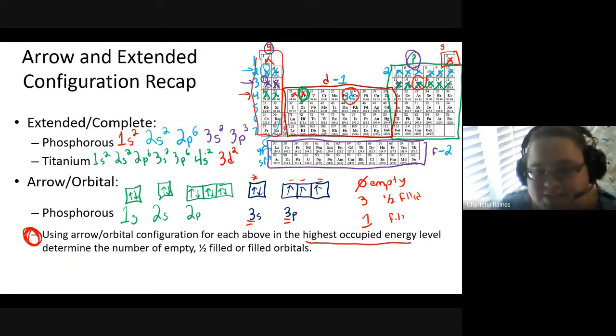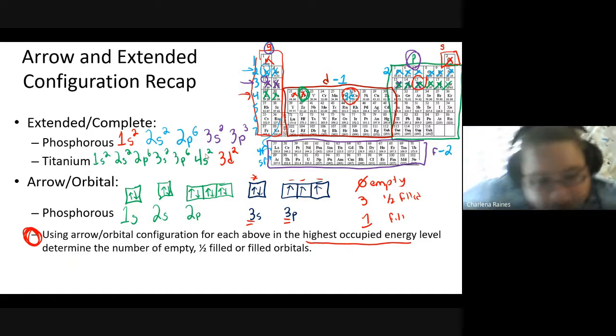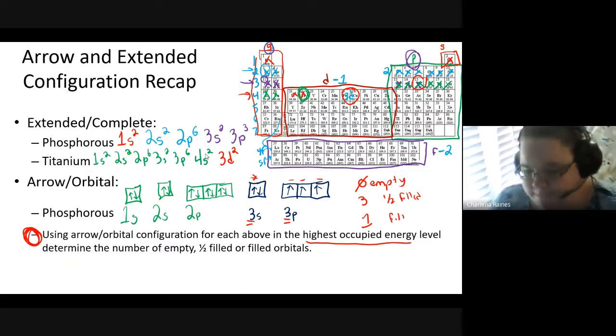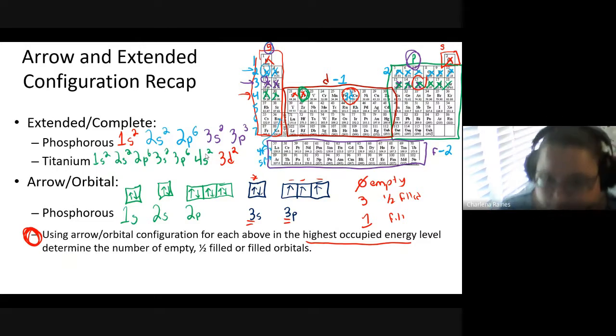Add up the exponents, double check. It's a great, easy way to see if you did it correctly, because if your exponents add up to the atomic number, that is most likely the correct electron configuration. It's not a bad habit to get into to double check. Did you subtract from your D sublevel? Did you subtract 2 from your F when we see them?